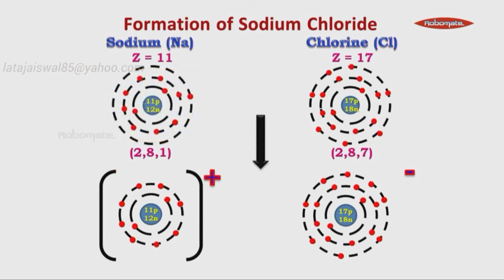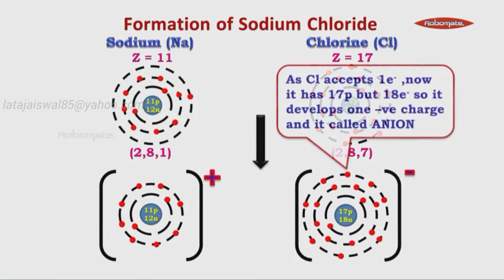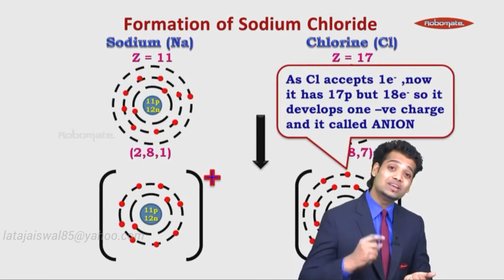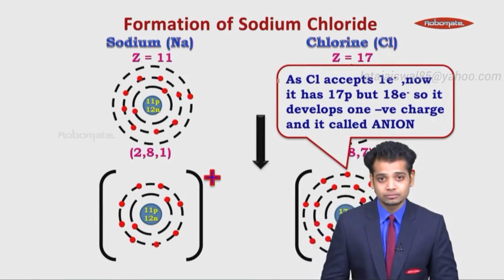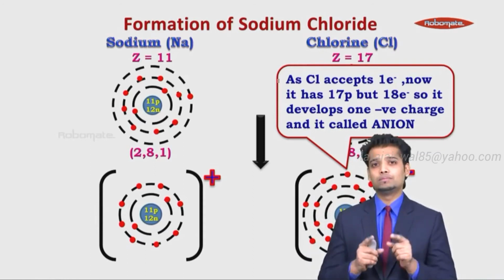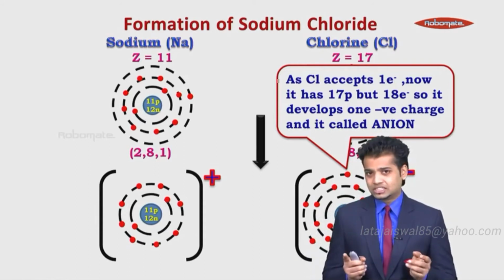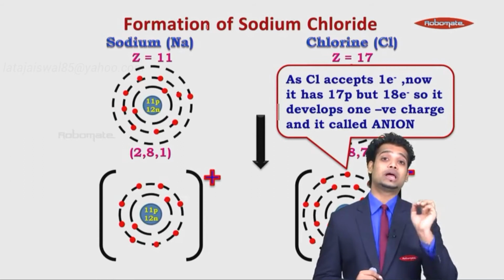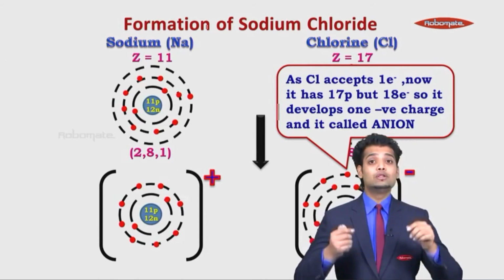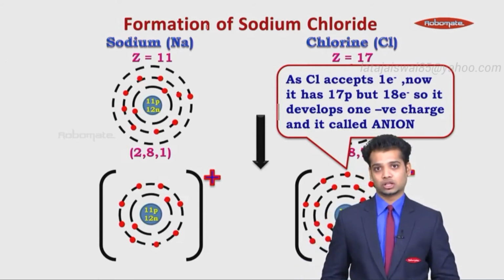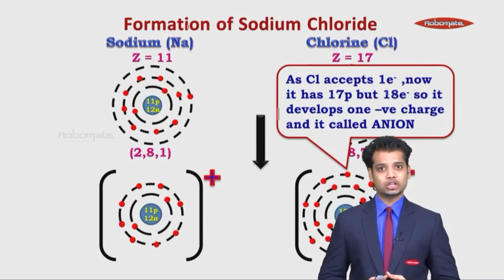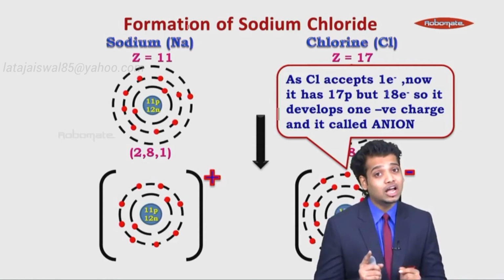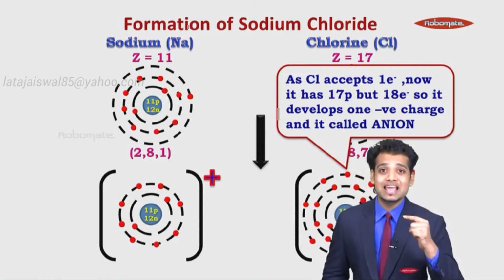Whereas chlorine has developed a negative charge. Why? Because it has accepted 1 electron and now it has 17 protons but 18 electrons. So it is an anion. A very important question: 2, 8, is it stable? Yes. 2, 8, 8, is it stable? Yes. Then why do they require each other? They don't. They don't require each other, but you can see a charge of positive and negative.